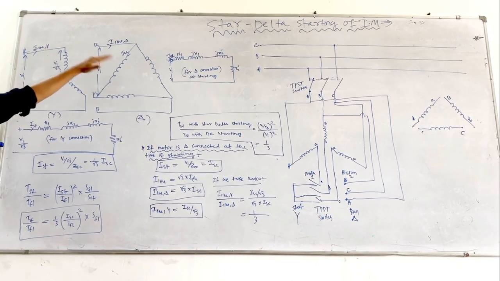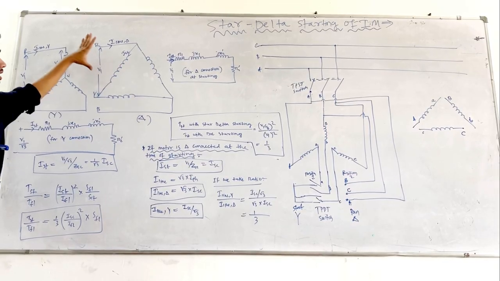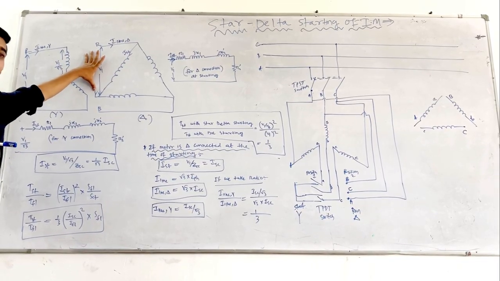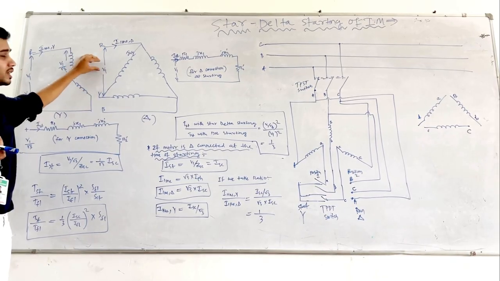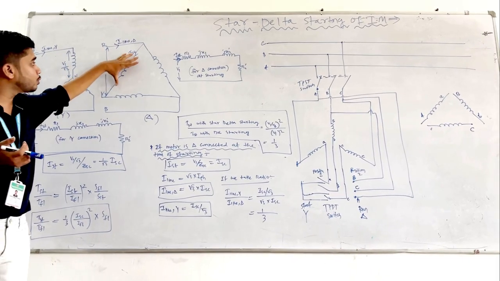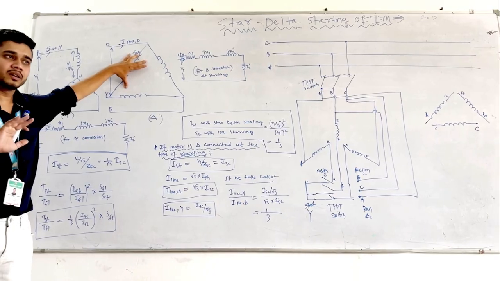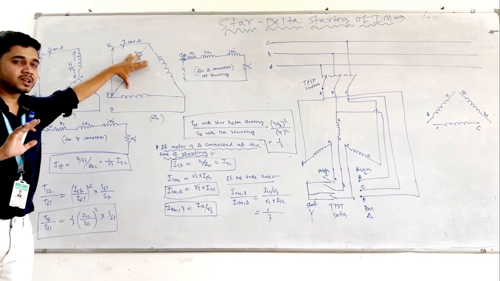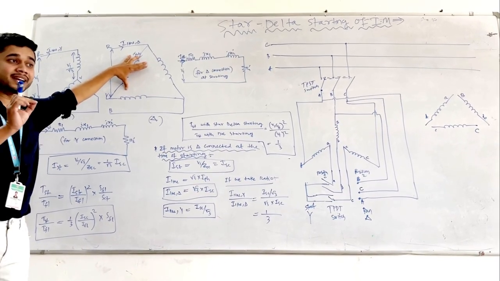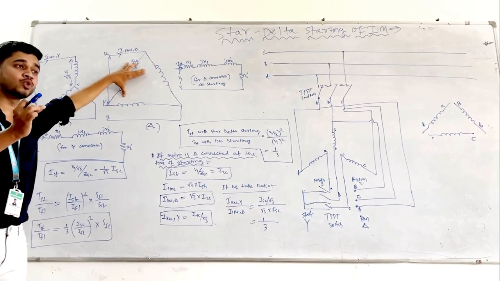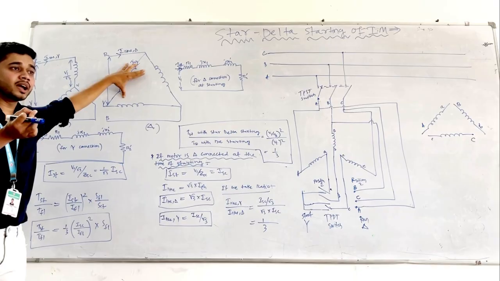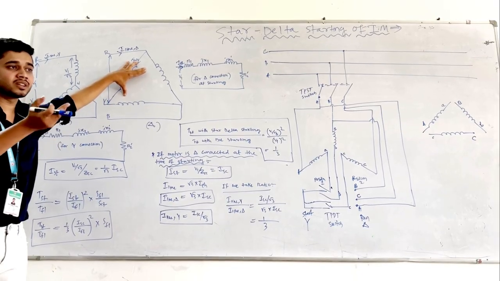Okay, what is the problem in delta connection? In delta, your line voltage is same as phase voltage. Listen, suppose R phase to Y phase, the voltage is V1. Now tell me what is the voltage across this winding? It is the same V1. That is the problem. The winding is directly getting the line voltage. If the voltage is more, then current is more, and the chances of damage is more.